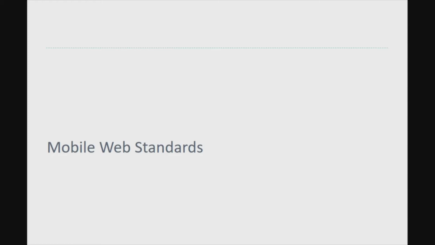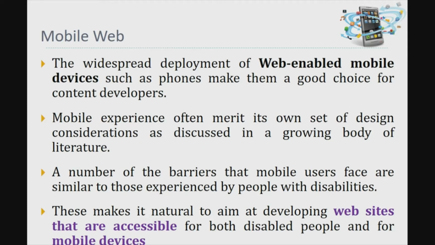Next part, after you know about the mobile web, next we go for the standards. Why do we need the standards? We need the standard because we need everyone to view the same things, follow the same rules, follow the same standard, follow the same guideline. Okay. So the widespread deployment of web-enabled mobile devices, such as phones, makes them a good choice for content developers. And mobile experience often merits its own set of design considerations, as discussed in a growing body of literature.